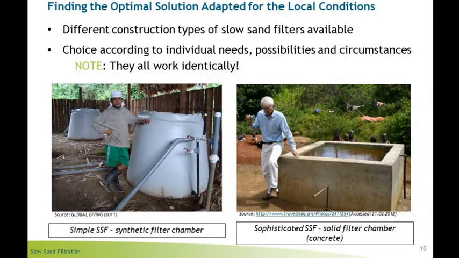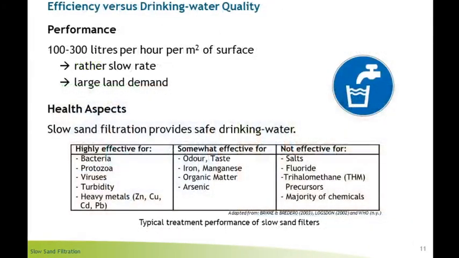So this is finding the optimal solution adapted for the local conditions. There are different construction types of slow sand filters available. You can see the simple synthetic filter chamber and the solid concrete filter chamber. These are the different filters which are used at various levels, and they can improve the water quality at people's own houses. So what is the performance? 100 to 300 liters per hour per square meter of surface area.